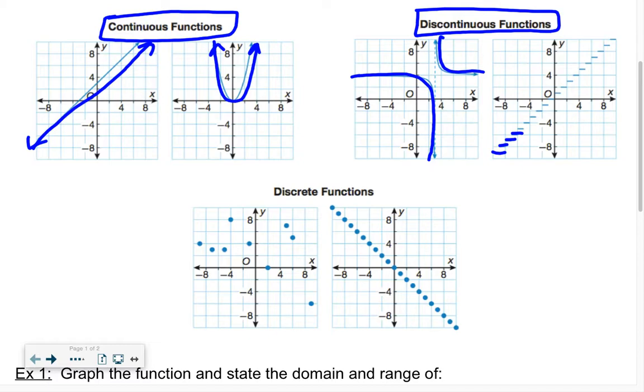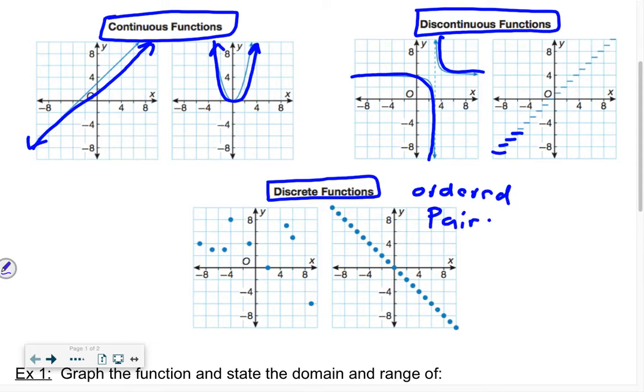The graph on the right does represent a relation. We have dots that are going diagonally from top left to the bottom right. So it looks like they're going to form a straight line for us. But again, although it forms a straight line, it's just points. Therefore, it's discrete. So when you hear discrete, think ordered pairs. It is just points.